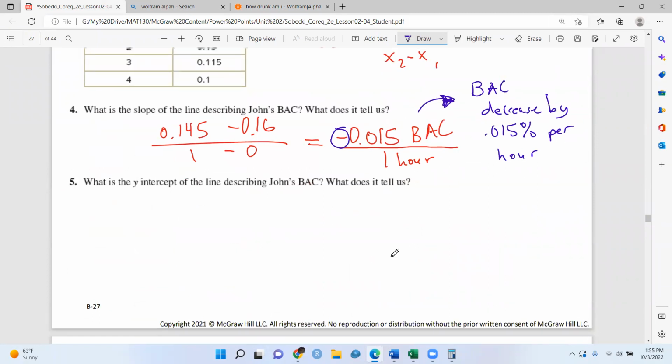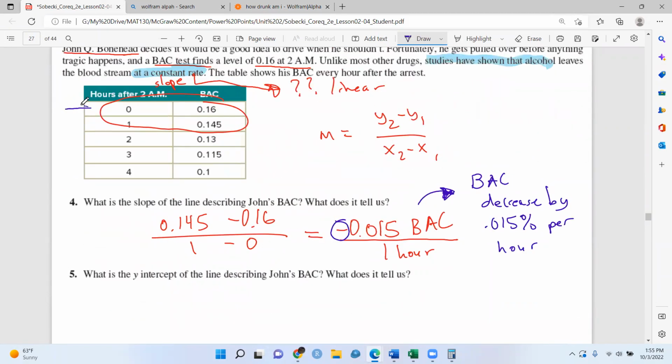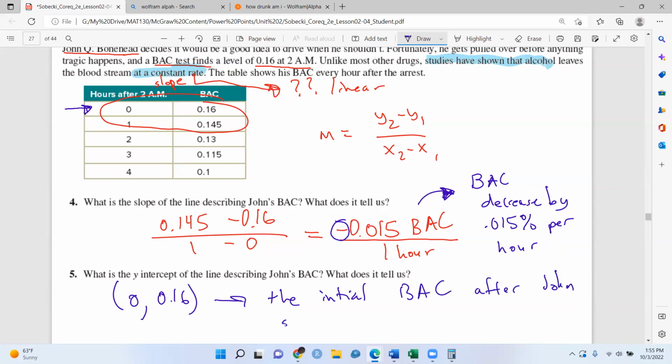So what's our y-intercept? Remember, for the y-intercept the x coordinate is always 0. What's the y coordinate? So (0, 0.16). What this means is the initial blood alcohol content after you stop drinking. So after John stopped drinking.